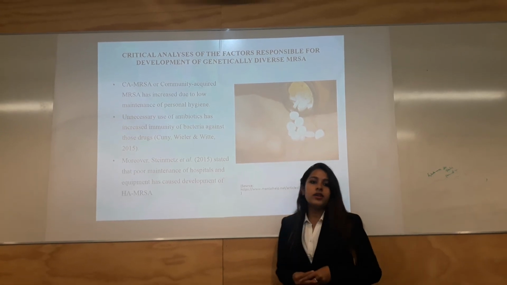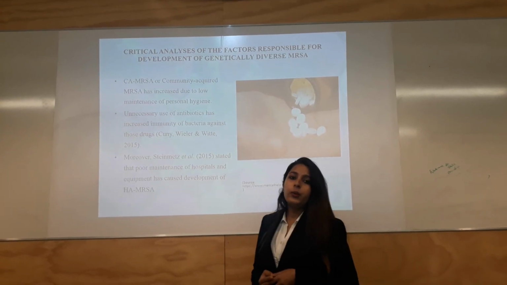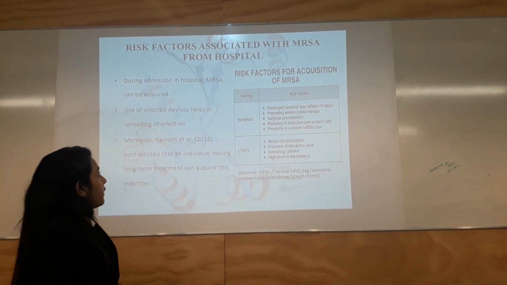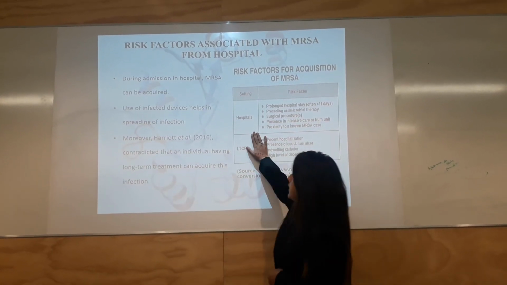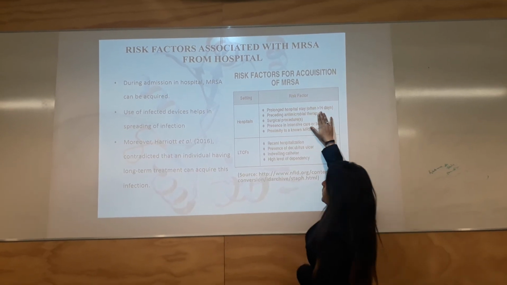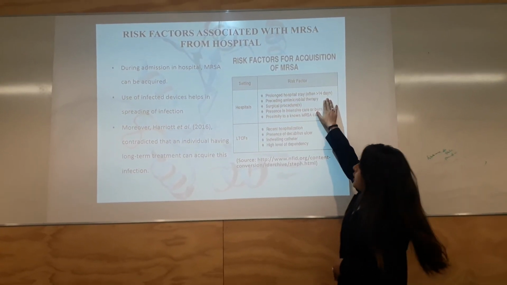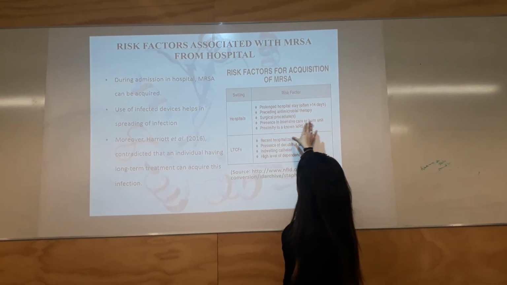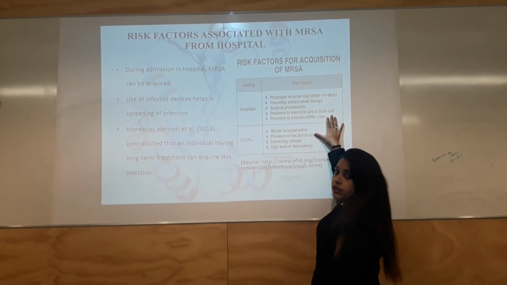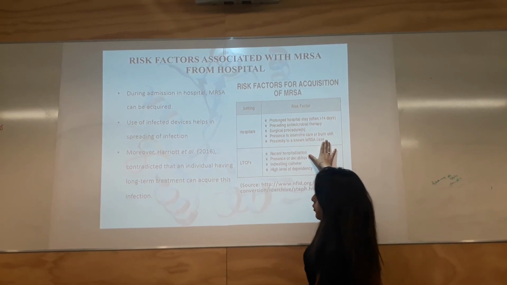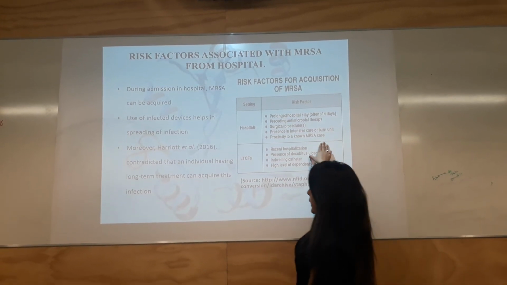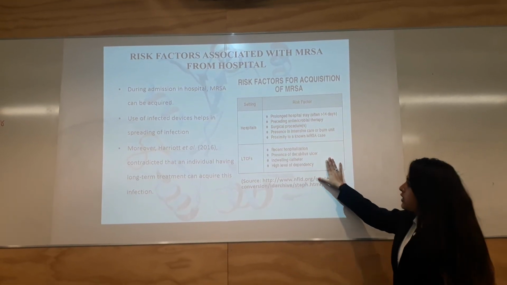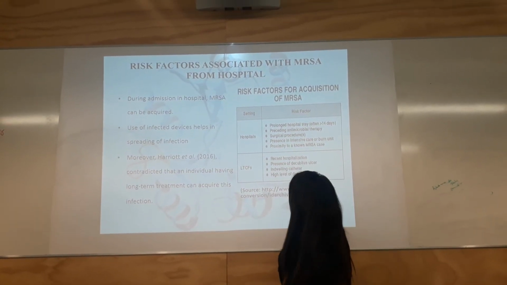Now, there are risk factors which are associated with MRSA from hospitals. As per this diagram, in hospitals the risk factors are prolonged hospital stay, often over 14 days, receiving antimicrobial therapies, surgical procedures, presence in intensive care or burn units, and proximity to known MRSA cases. And in LTCF, the factors are recent hospitalization, presence of decubitus ulcers, indwelling catheters, and high level of dependency.